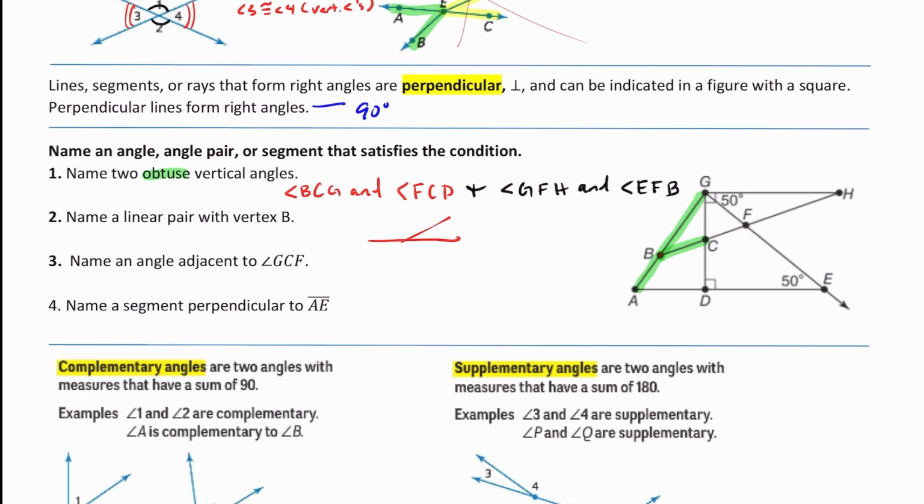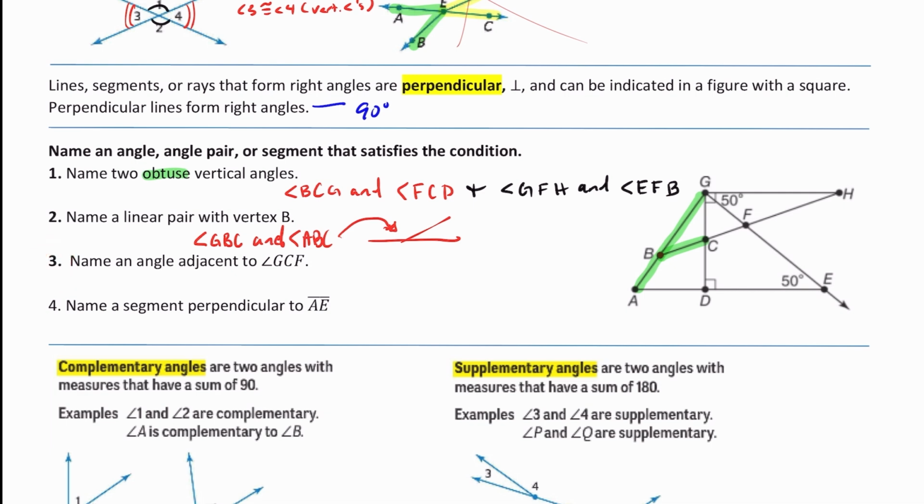So what two angles create that linear pair? Well, that would be angle GBC. B is the vertex, so it has to be right in the middle. And angle ABC. So angle GBC and angle ABC create that linear pair.